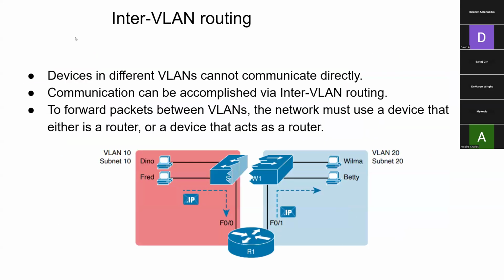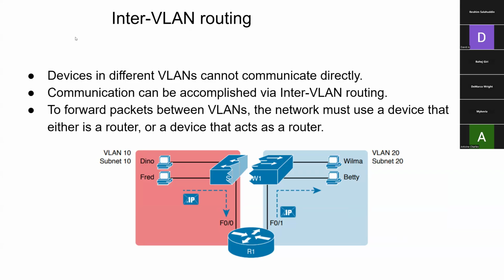Moving on, we have inter-VLAN routing. As we've explained, devices in different VLANs cannot communicate directly with each other. Now, this can be accomplished via what's called inter-VLAN routing. So to forward packets between VLANs, the network must use a device that either is a router or a device that acts as a router.